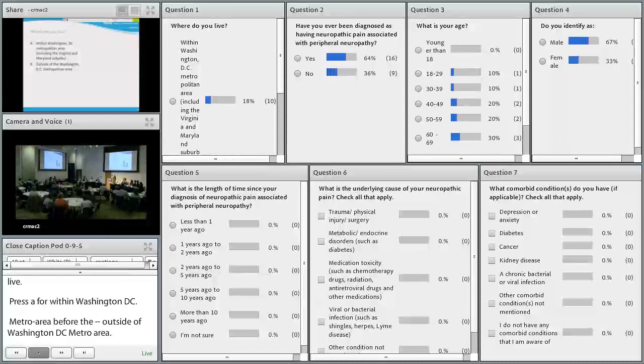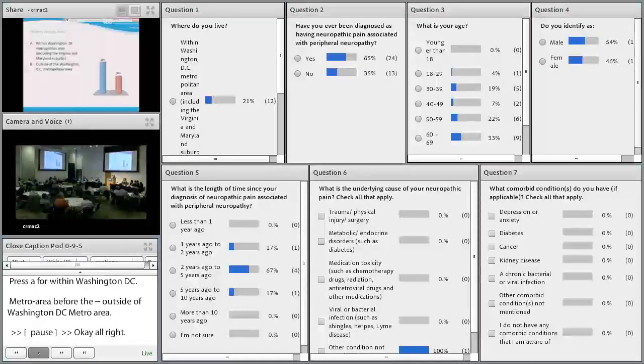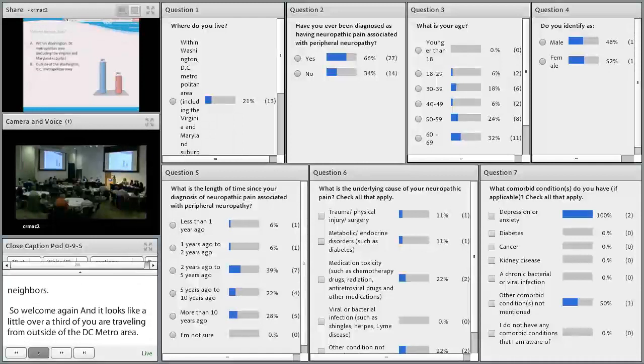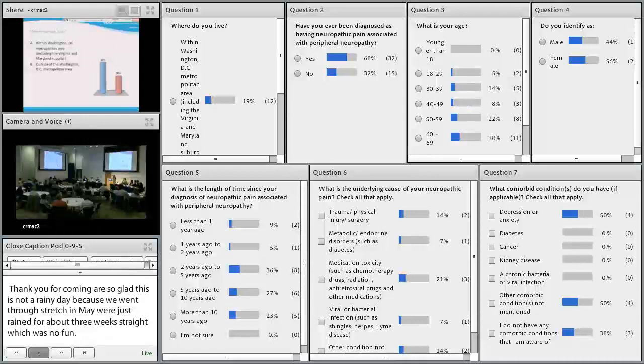Okay, all right, so it looks like two-thirds of you are neighbors, so welcome again. And it looks like a little over one-third of you are traveling from outside of the DC metro area. Thank you for coming. We are so glad this is not a rainy day because we went through a stretch in May where it just rained for about 3 weeks straight, which was no fun. So glad it's a sunny day and that you're here for it.